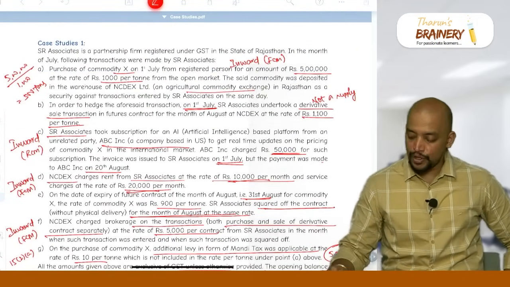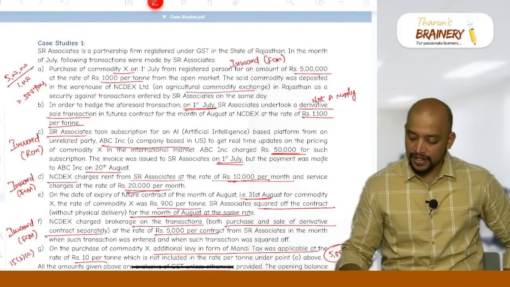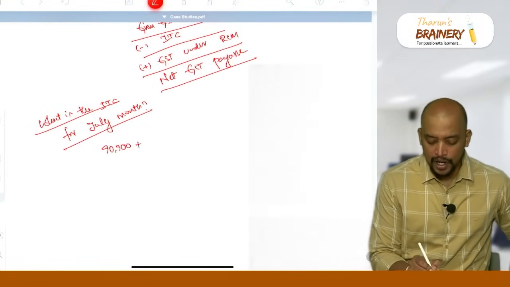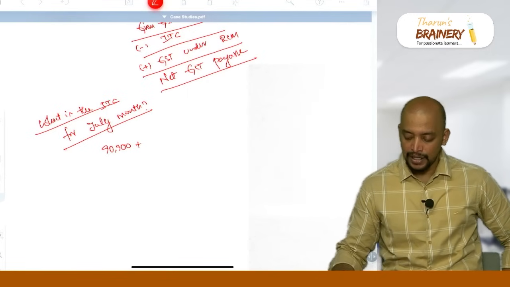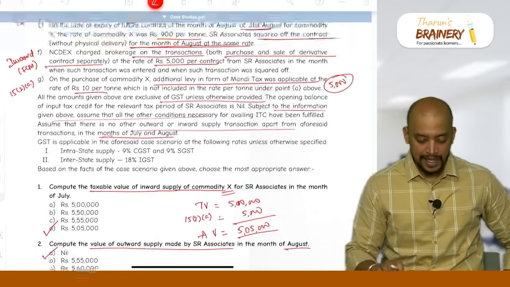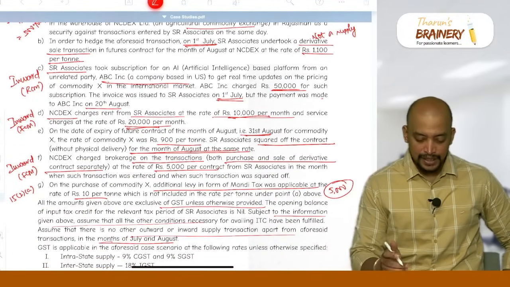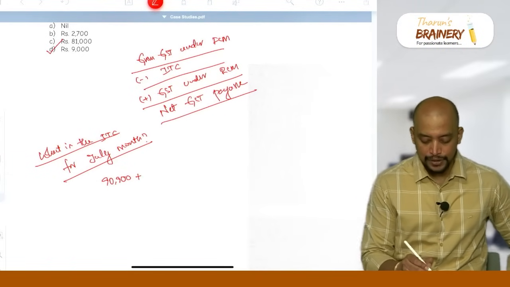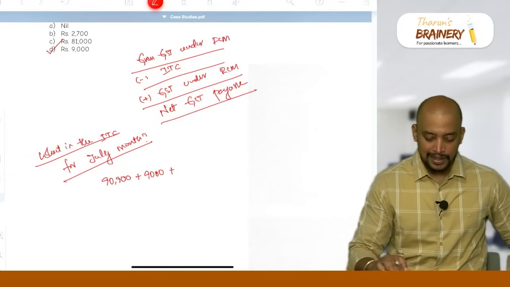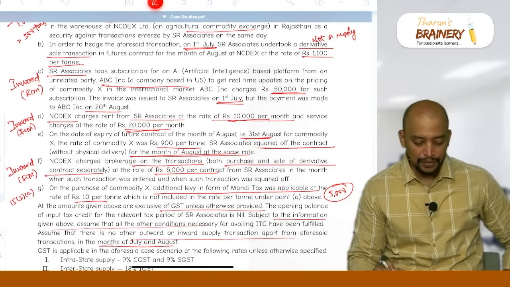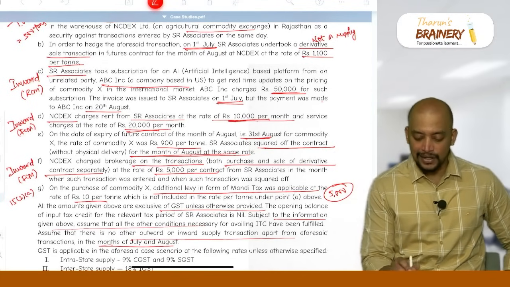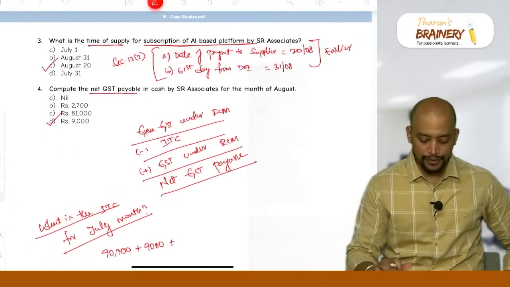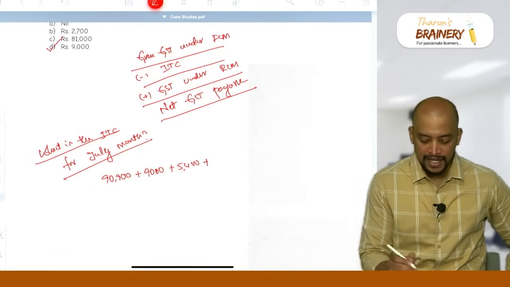First we have commodity X purchase 5 lakh 5,000. On that 5 lakh 5,000, 18%. So 90,900 on commodity X purchase. Correct. 5 lakh 5,000 into 18%, 90,900. And thereafter next inward supply if you see, so this 50,000 rupees, 50,000 into 18%. So that 9,000 rupees also on the import of services, 9,000, and thereafter all these in the month of July only. And next NCDEX charges 10,000 per month and 20,000 per month. So 30,000 into 18%, 5,400. That is also ITC, and we don't have any restriction there.